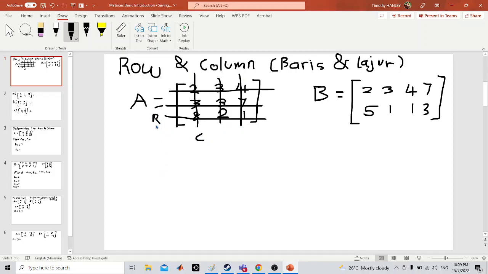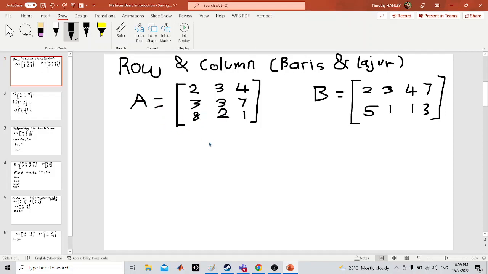So why do we need to understand the row and column? Basically, it's for us to read the matrix, and I will explain further in the next slide.